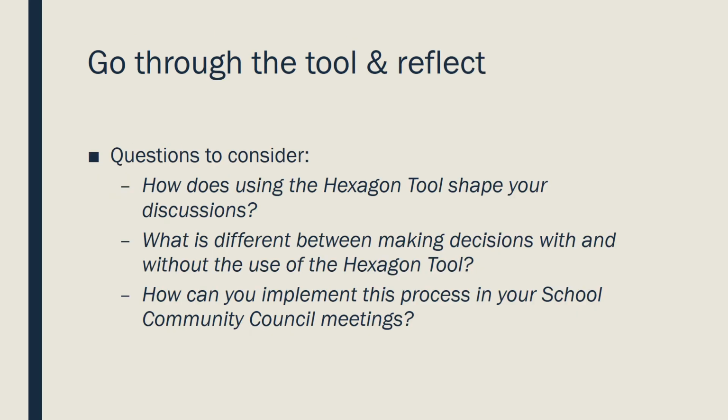Take just a minute or two to consider how the Hexagon tool shaped your discussions. What's different between making decisions with and without the use of the Hexagon tool? Many times schools and teams who use this tool notice that their discussions seem to be more directed, more relevant, and it helps them to consider things that they hadn't considered before. How can you implement this process in your school community council meetings?